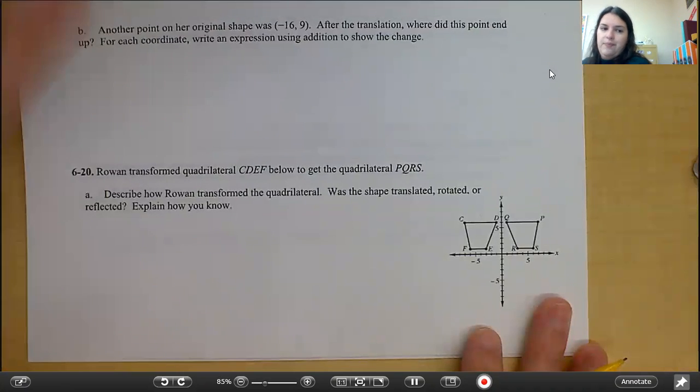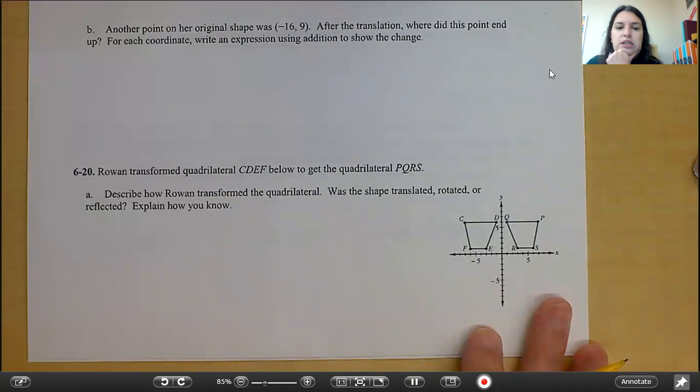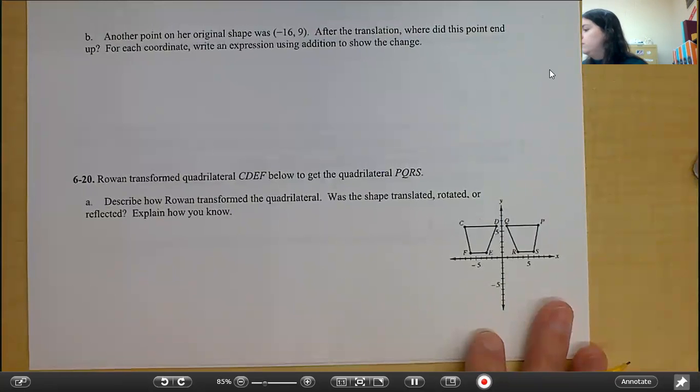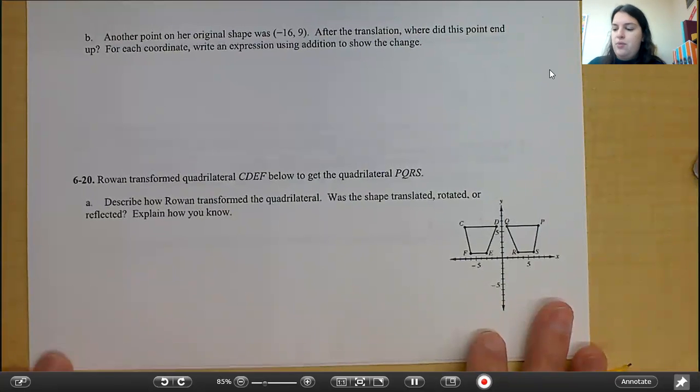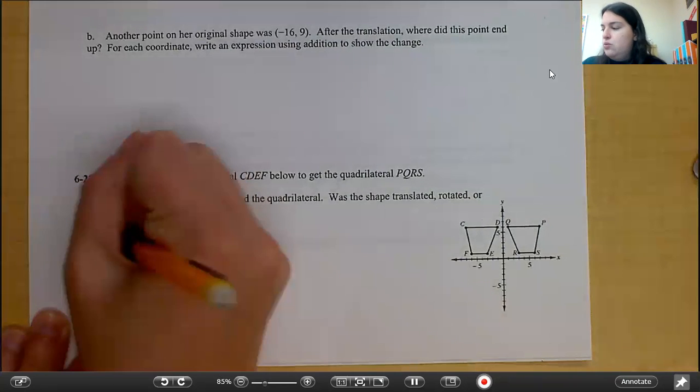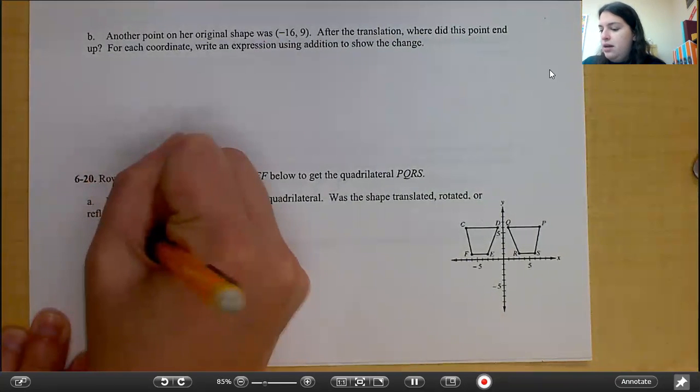So 6.20, Rowan transformed quadrilateral CDEF below to get the quadrilateral PQRS. Describe how Rowan transformed the quadrilateral. Was the shape translated, rotated, or reflected? Explain how you know. So go ahead and pause the video and answer part A. If you're back with me, you have answered. The answer here is reflected. Hopefully that's what you had.